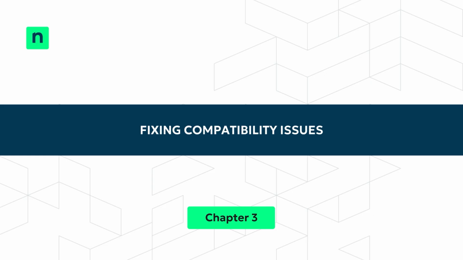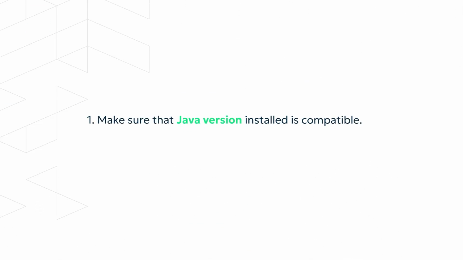Fixing compatibility issues. There are times when the Java versions and application requirements don't match, and these cause launcher errors when left unresolved due to unsupported newer features. To resolve, make sure that the Java version installed is compatible with the application. Run the application with an older Java version if a recent upgrade causes issues.